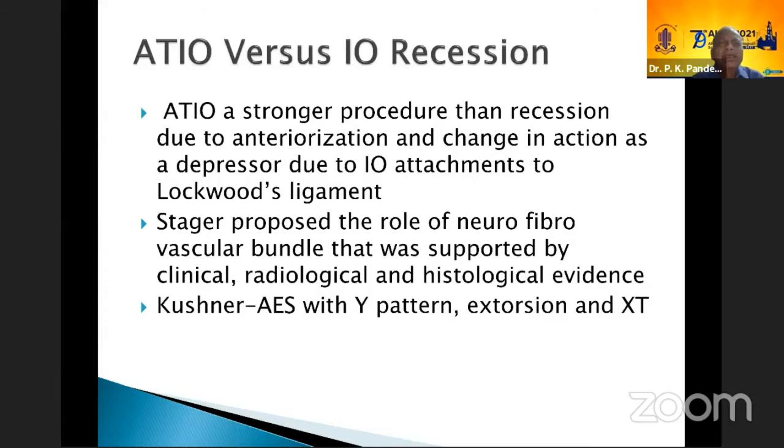Now, ATIO versus IO recession. ATIO is a stronger procedure than recession due to the anteriorization and the change in the direction of action of the muscle, because it acts as a sort of anti-elevator, a sort of depressor, due to the attachment of the inferior oblique to the Lockwood ligament. Subsequently, Stager proposed that the neurofibrovascular bundle acts like a new attachment for this muscle once we do ATIO, and this was supported by clinical, radiological, and histological evidence.